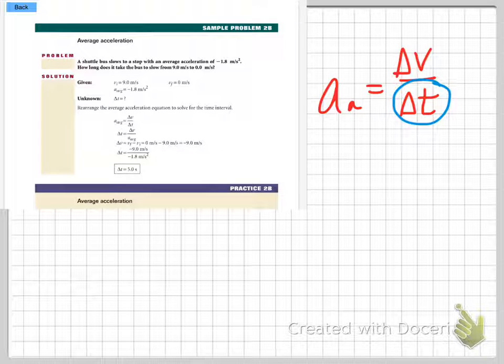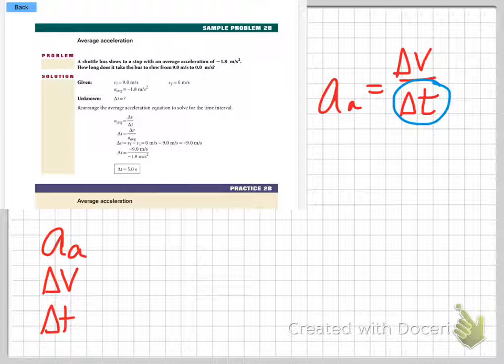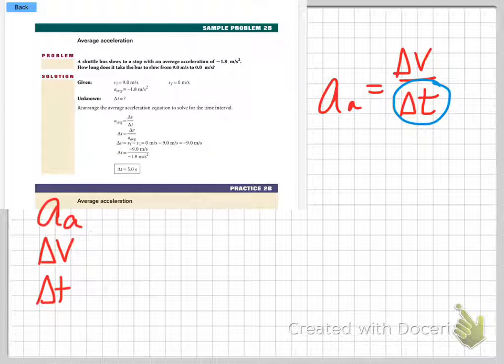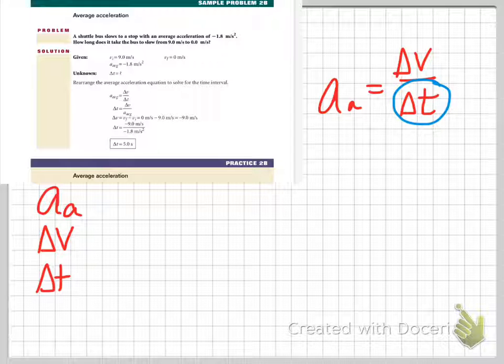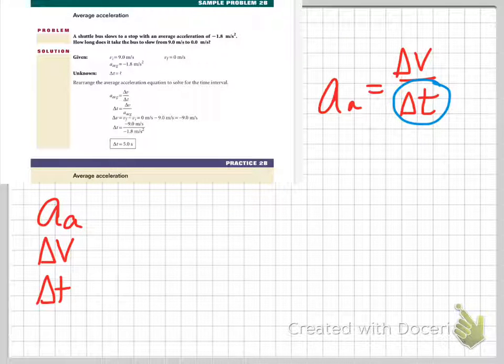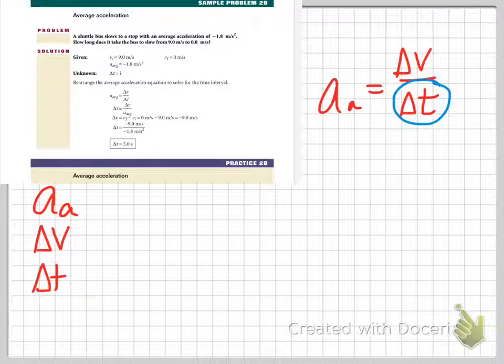Oh, you know what? I can't believe I did that. Average acceleration, change in velocity, delta t. Let me move those up just a little bit. Oopsie. Sorry. Jeez Louise, Moser, come on, get it together. Okay, so I'm going to set aside, pretend that I didn't write the equation yet.